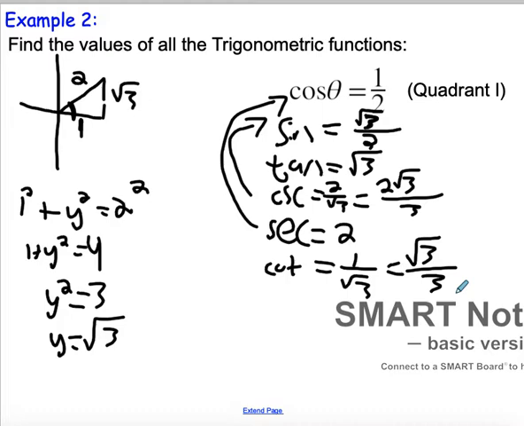Okay, so easy enough. Just draw your picture. You have to find your missing side length using Pythagorean identity, or Pythagorean theorem, sorry. So I think that's easy enough and painless.